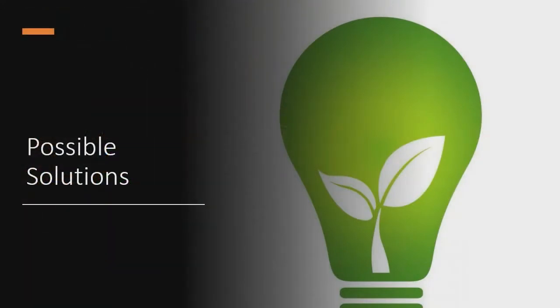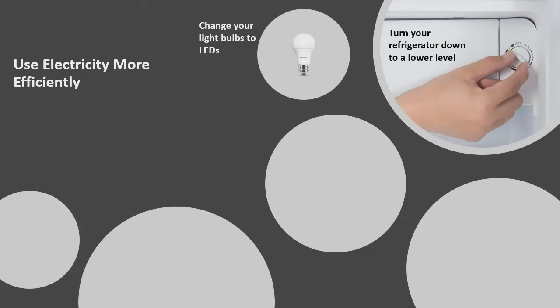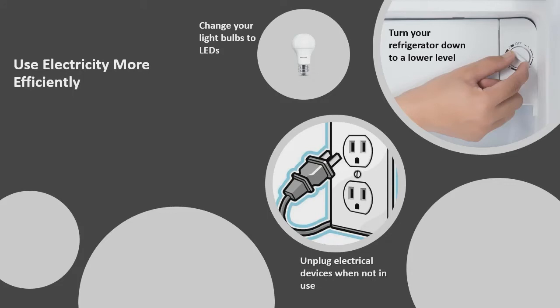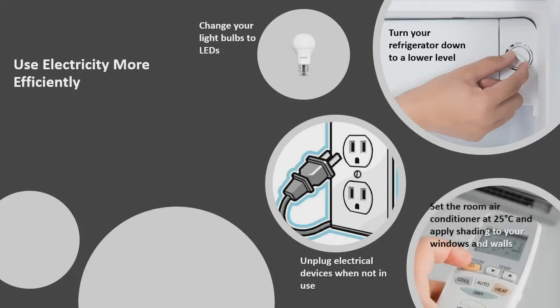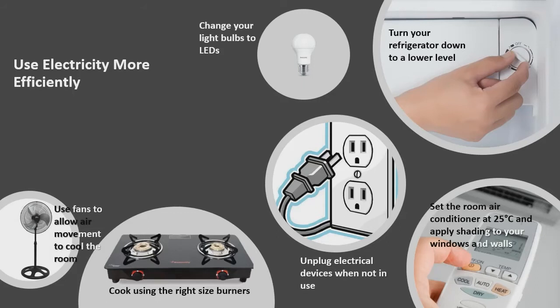So what are the possible solutions to minimize resource depletion? Use electricity more efficiently. Change your light bulbs to LEDs. Turn your refrigerator down to a lower level. Unplug electrical devices when not in use. Set the room air conditioner at 25 degrees Celsius and apply shading to your windows and walls. Cook using the right size burners and use fans to allow air movement to cool the room.